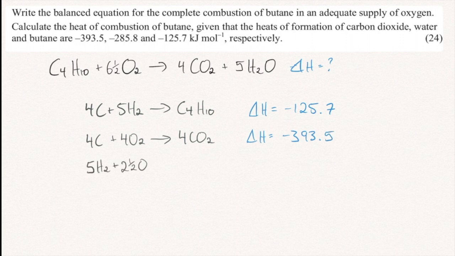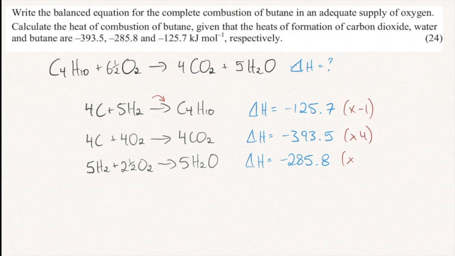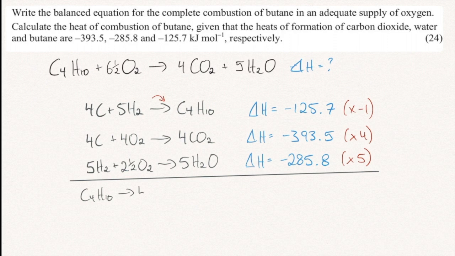Step 3. See that butane has been broken down and not formed. Therefore, we must swap it. We represent this by means of an arrow, and we must multiply its heat formation by a -1. Remember, the heat formation values provided are in kilojoules per mole, so we must multiply their values if there is more than 1 mole. Carbon dioxide has 4 moles in the heat of combustion equation, so we must multiply its heat formation by 4. There are also 5 moles of water, so we must multiply its heat formation by 5.